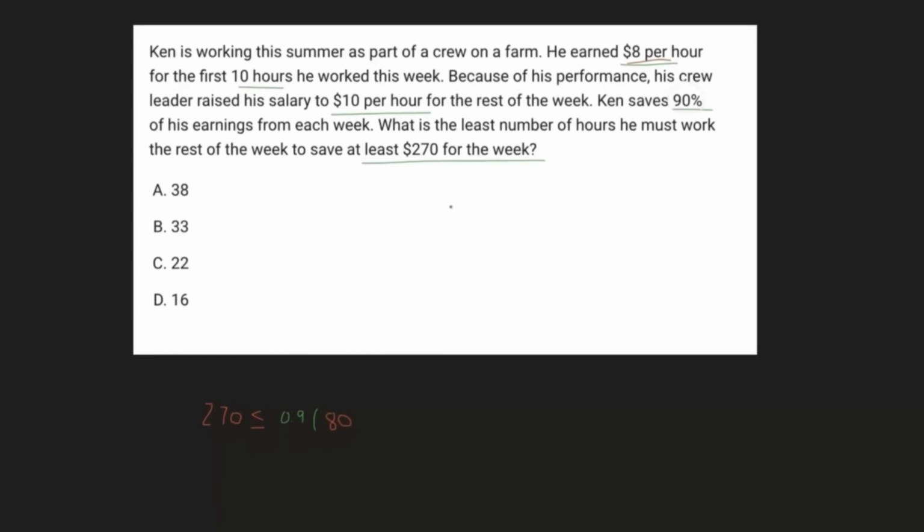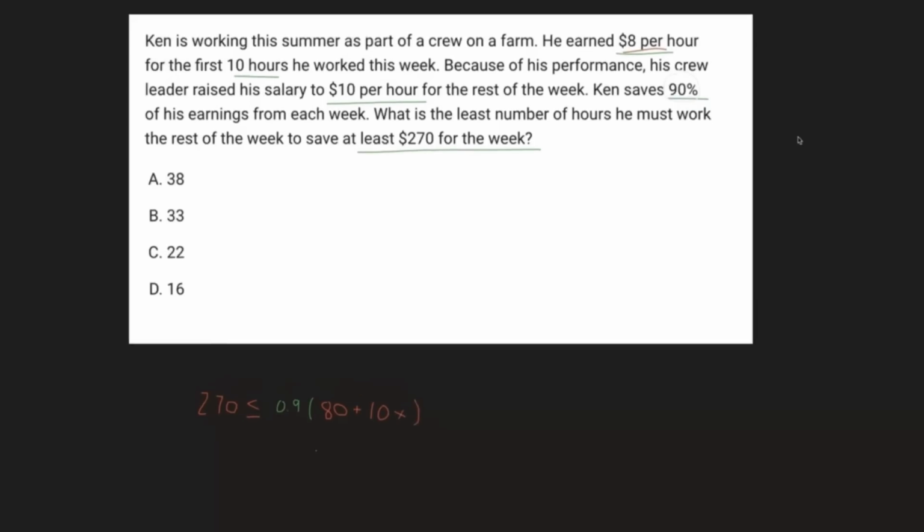We don't know how many hours he's going to work at $10 an hour, but we know that he must work a certain amount of hours to save at least $270. Therefore, we can write this as plus 10, because that's the rate, and then we can just write x as the number of hours he works. And x in our case in this inequality will represent the least number of hours he must work to save at least $270. All right, so now we just want to simplify this inequality, right?